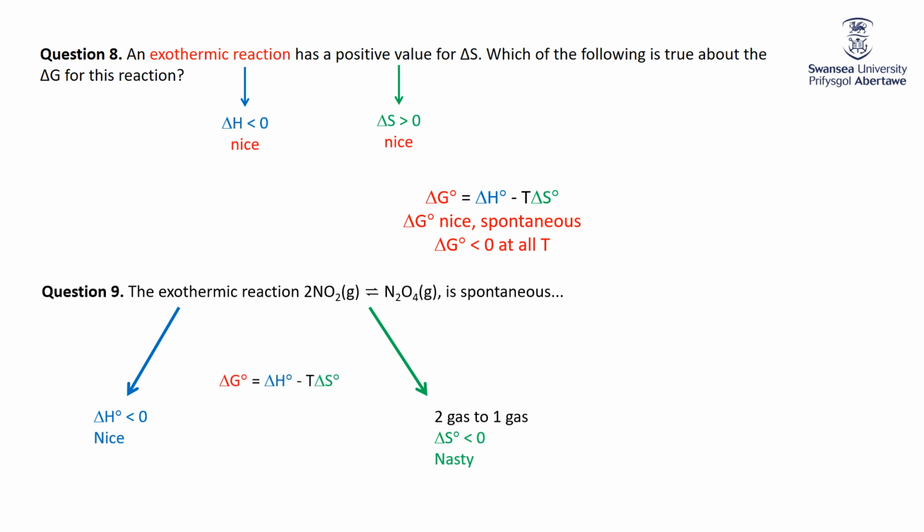Let's think about the all-important equation here. Delta G equals delta H minus T delta S. Well, you've got nice here and nasty there, which means that delta G is going to be nice when delta H is bigger than this. So in other words, at low temperatures. But when the temperature gets bigger, the T delta S, which is the nasty part, gets bigger. And so at high temperatures, delta G will be nasty. So delta G is nice at low temperatures, spontaneous, when the nice delta H term is winning out.